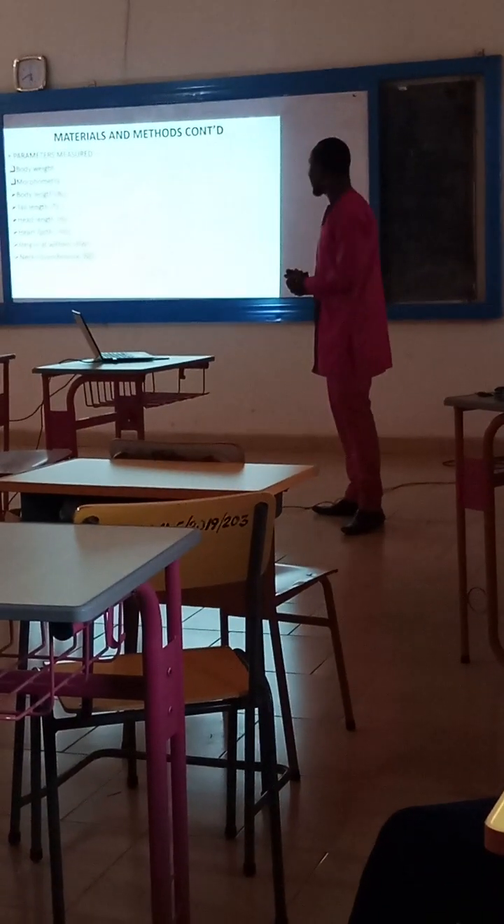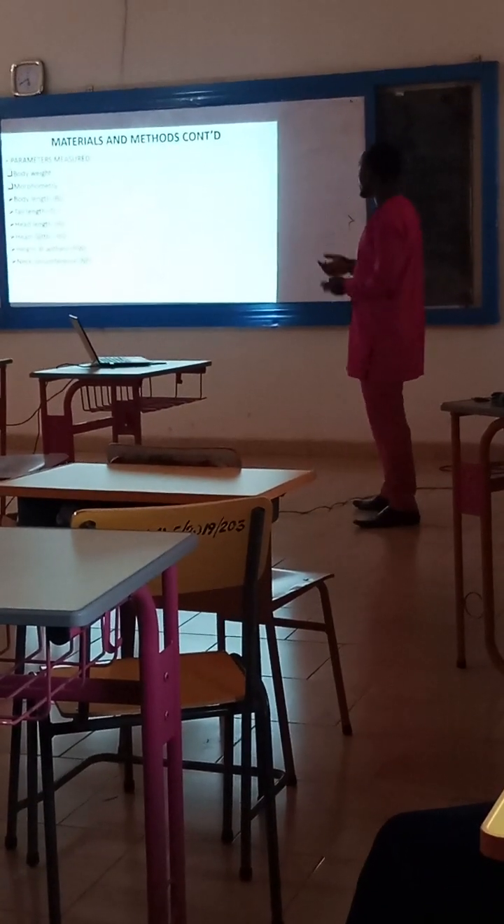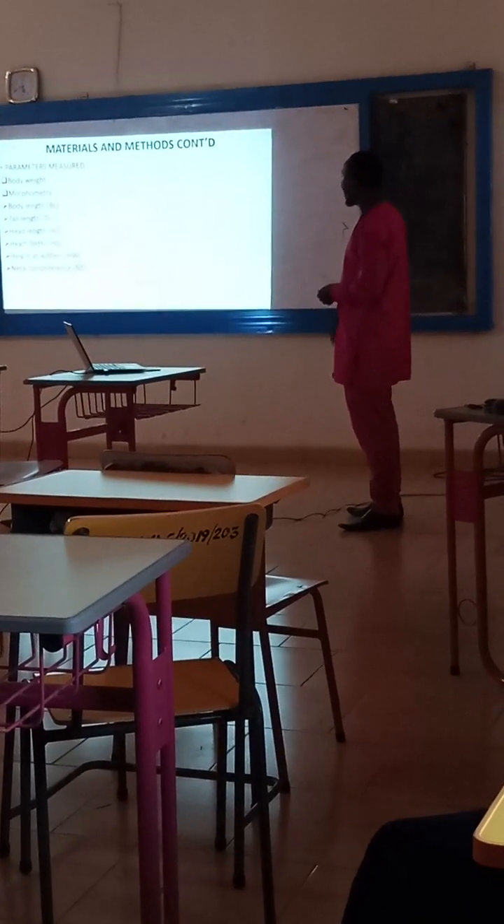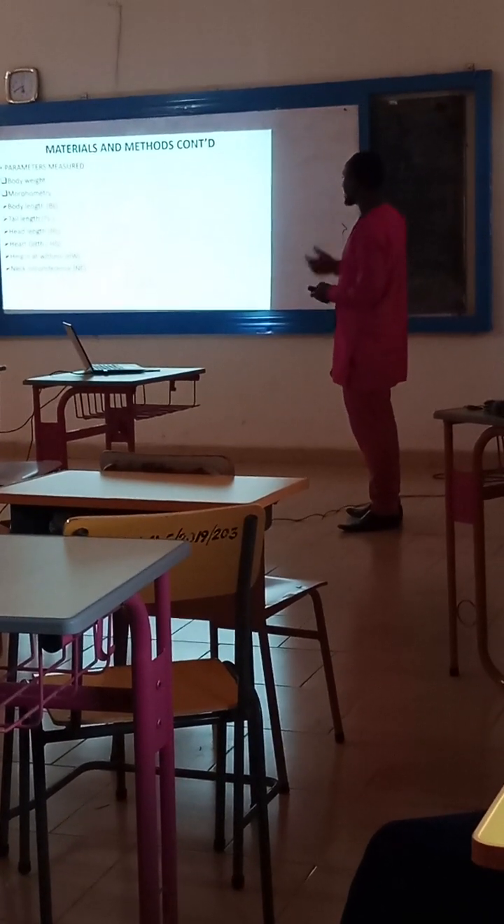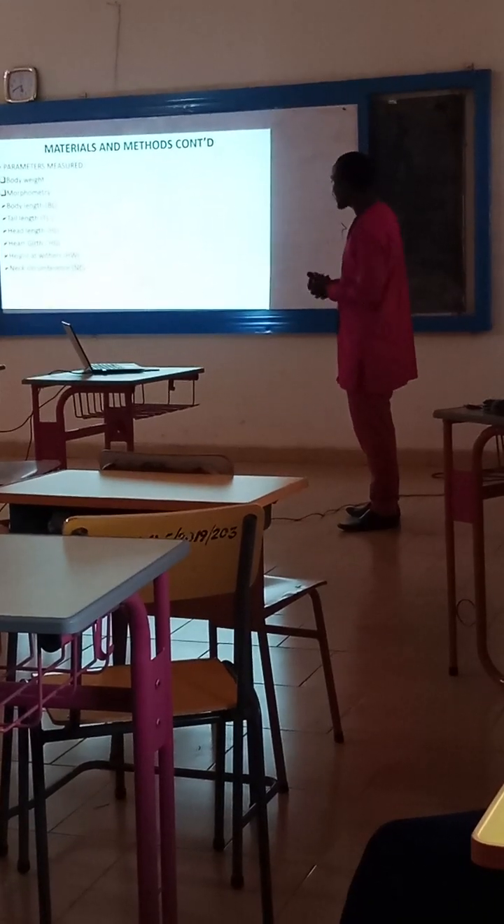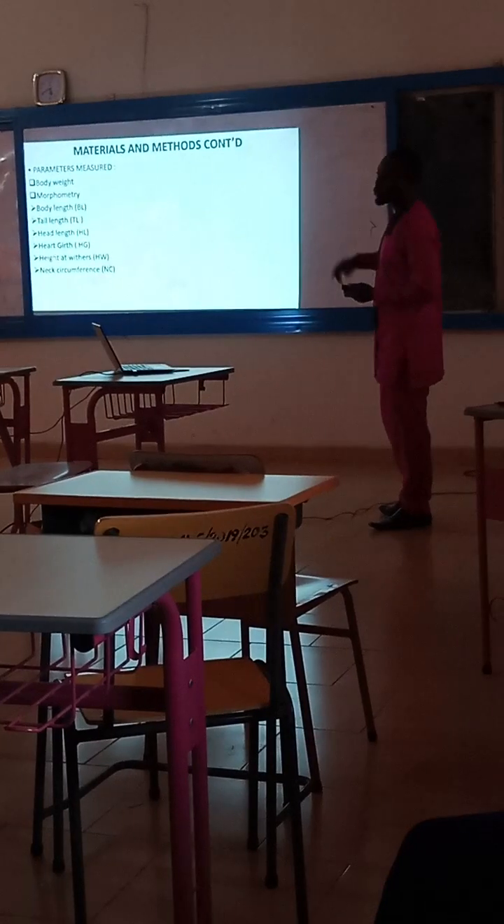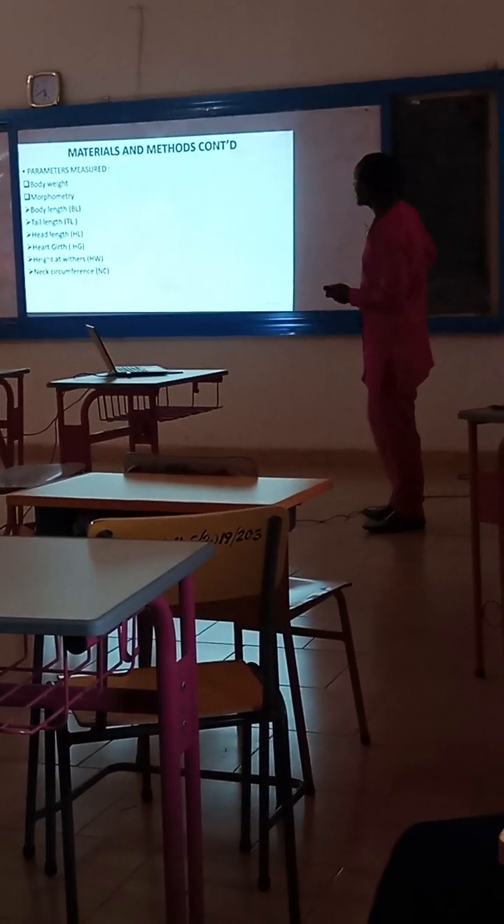Now the parameters measured. We measured the body weight and the morphometry. For the morphometry, we looked at the body length, the tail length, the head length, the heart girth, the height, as well as the neck circumference. The body length was taken from the tip of the nose to the base of the tail.